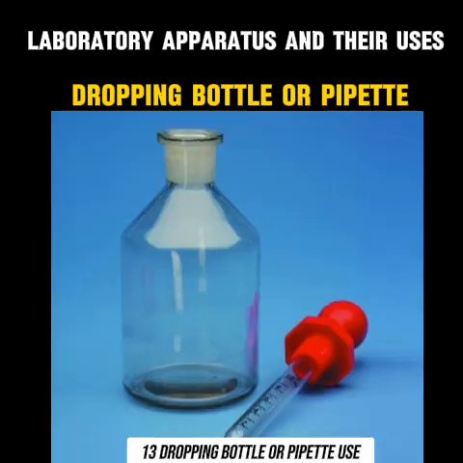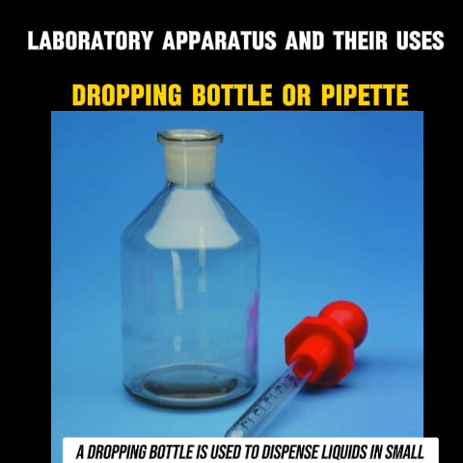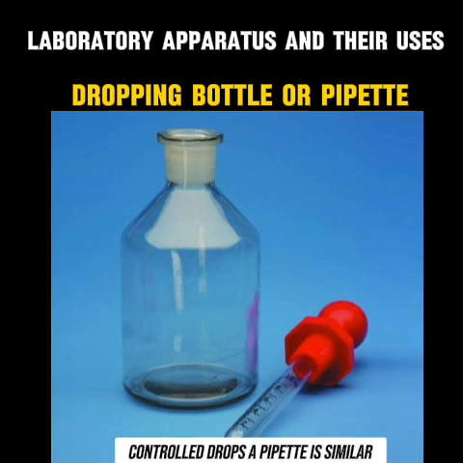13. Dropping bottle or pipette. Use: A dropping bottle is used to dispense liquids in small controlled drops. A pipette is similar but more accurate and is used for measuring and transferring small volumes of liquids with precision.